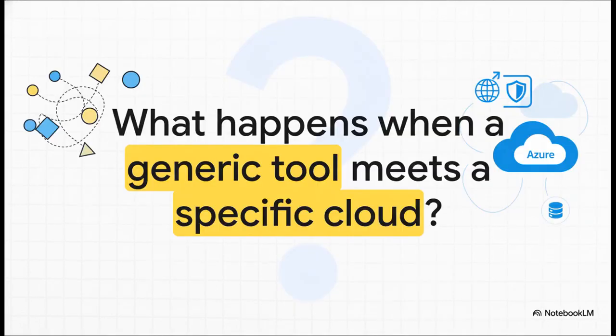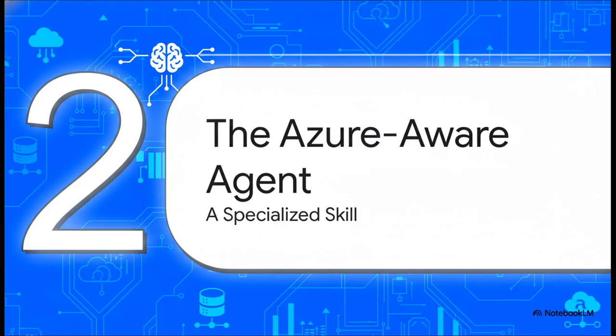But, of course, there's a catch. MCP is a generic tool. It's great at arranging shapes and lines, but it knows nothing about Azure. It has no idea what a virtual network is or why a firewall should sit in front of an app gateway. So what happens when this powerful but kind of dumb engine meets the very specific, very complex world of a cloud platform? This is where things get really interesting.